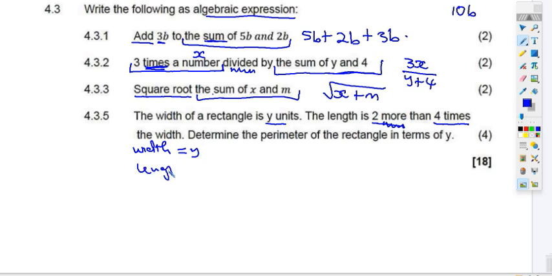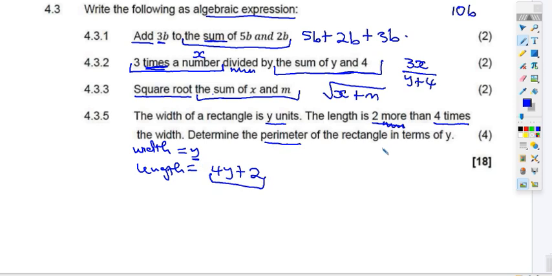So my length there is saying 4 times the width. We write it as 4y. This is 4 times the width. And we are saying the length is 2 more than 4 times the width. So this is equal to that 4 times the width, but the length is 2 more. It did not say 2 times more. It just says 2 more. So we are saying plus 2. So this is our width and this is our length.